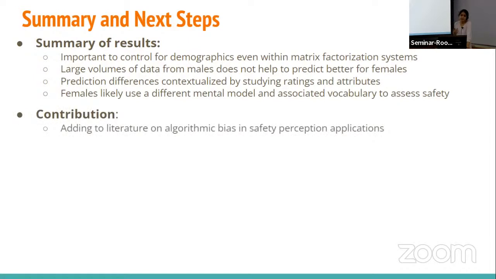The contribution, according to me, is that I'm adding to the literature on algorithmic bias and safety perceptions. I think this is important because in the US, this is being used a lot. And in the US, maybe the most common factor will be race, which is what I felt when I was there. But I have maybe seen only one paper that somewhat touches on crowdsourcing bias for safety, but it's becoming very important.